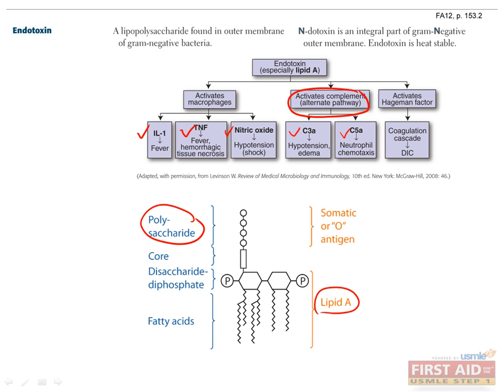Finally, endotoxin is capable of activating Hageman factor, also known as factor XIIa, which initiates a coagulation cascade and DIC, or disseminated intravascular coagulation. DIC is covered in the hematology section, and you should remember that it occurs when coagulation factors are consumed as small clots are made throughout the body. This consumes platelets and coagulation factors, so that the body cannot properly clot as it normally does. This leads to abnormal bleeding throughout the body.